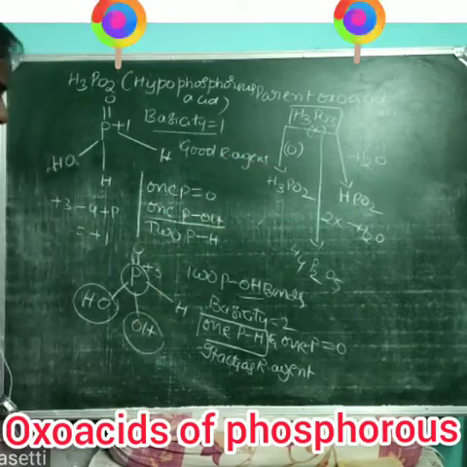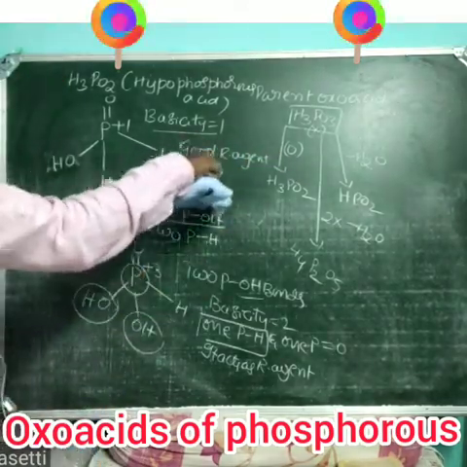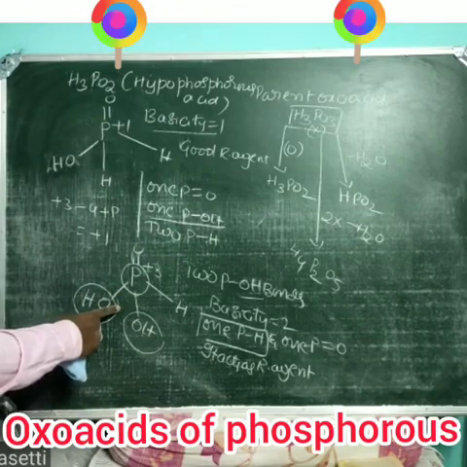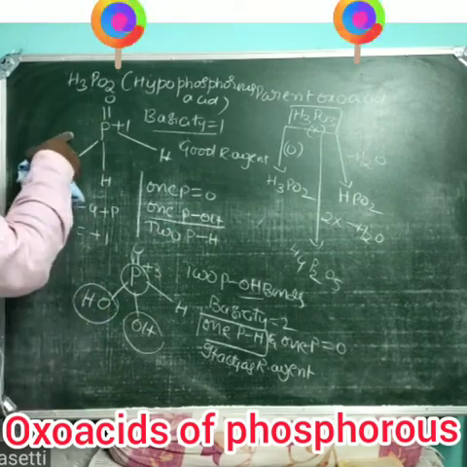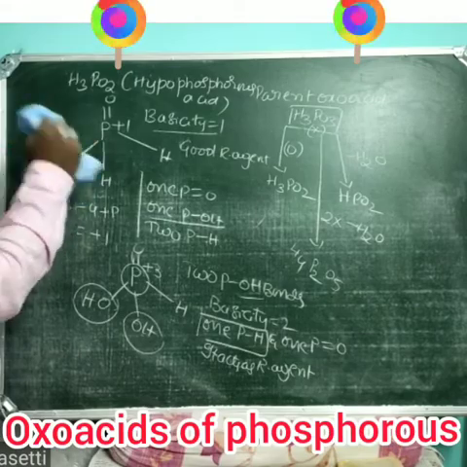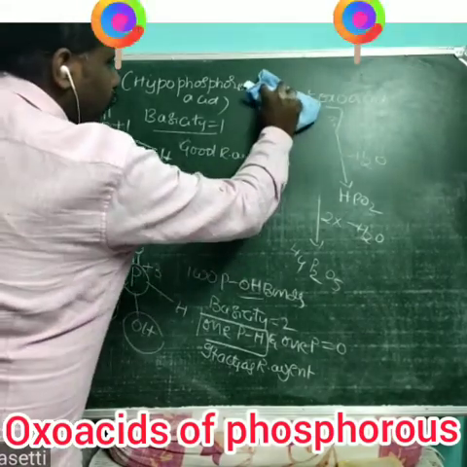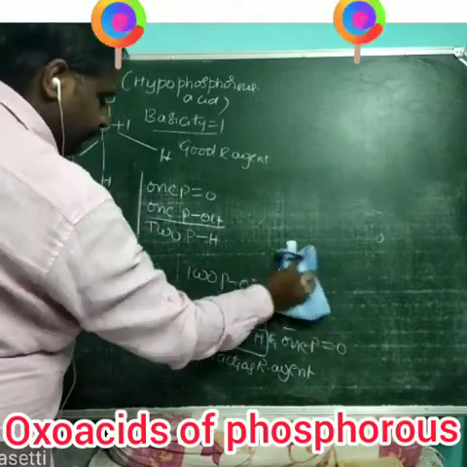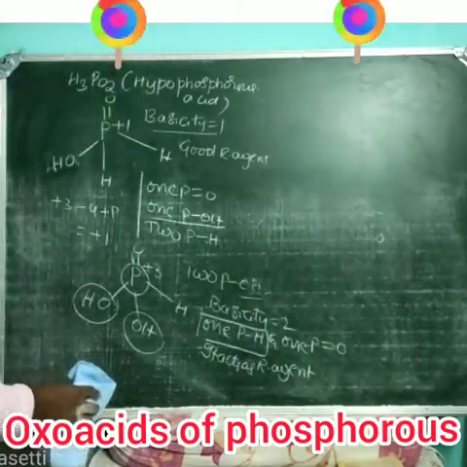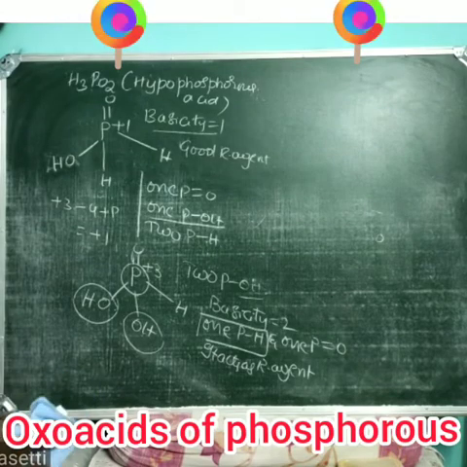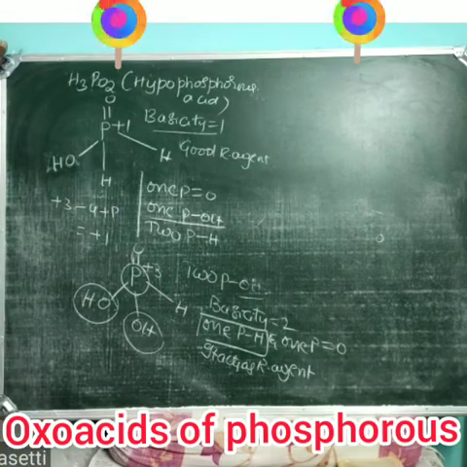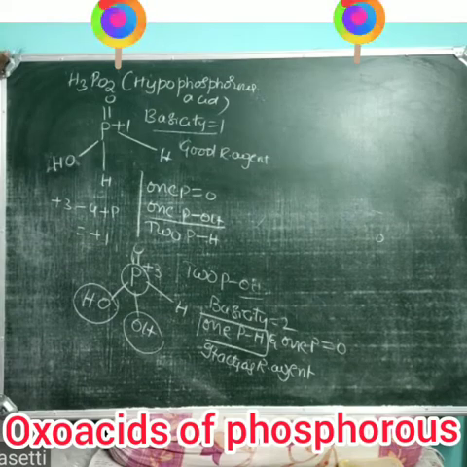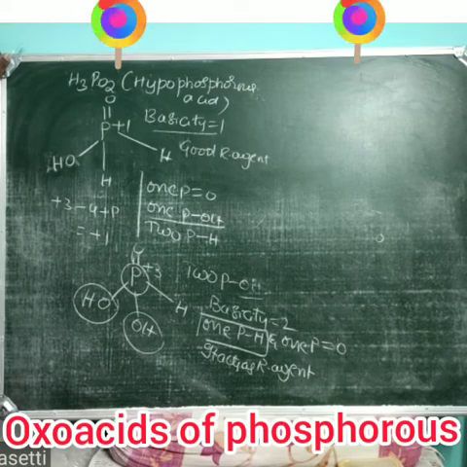Why does it act as a good reducing agent? Because it contains 2 PH bonds. When compared to H3PO3, H3PO2 is a strong reducing agent because it contains 2 PH bonds. So that is the structure of hypophosphorus acid.